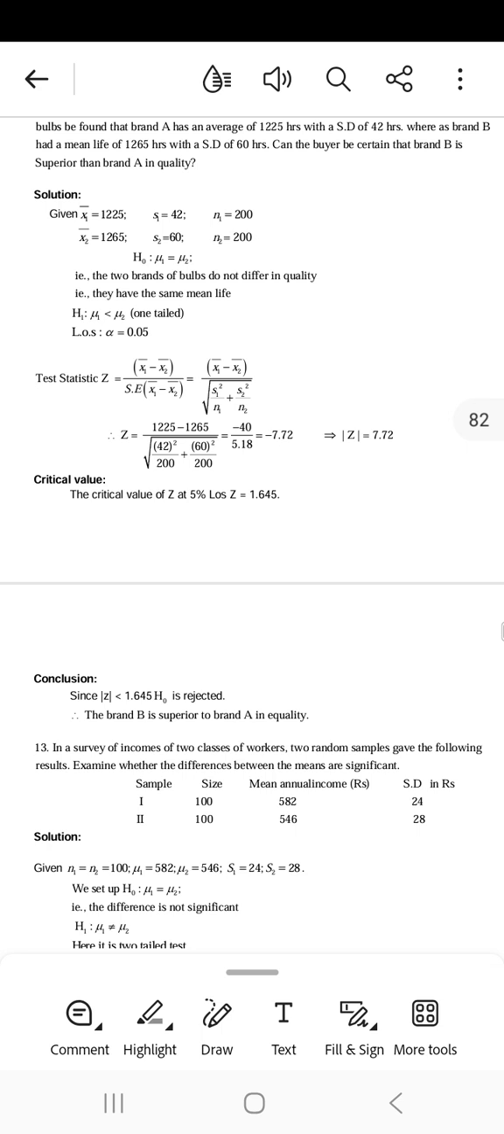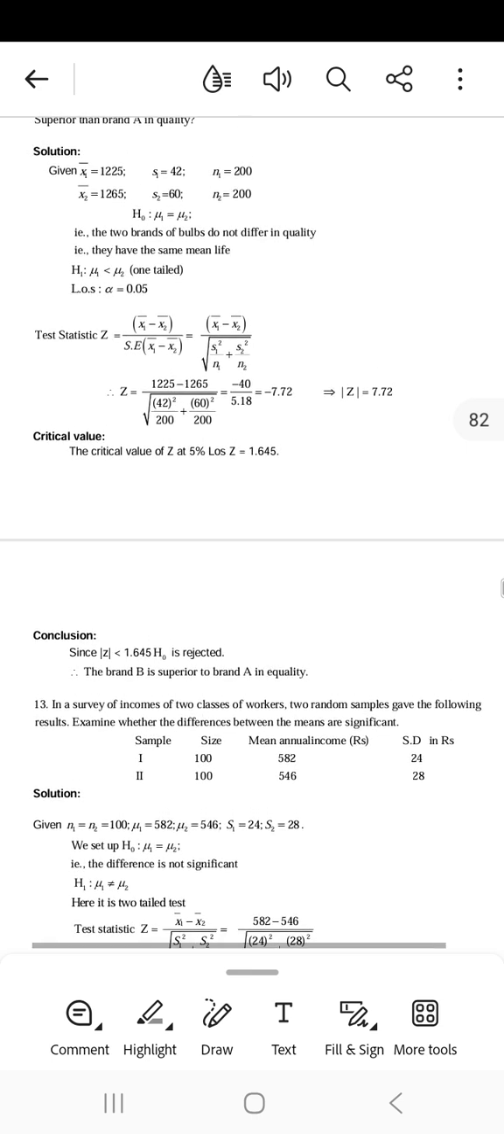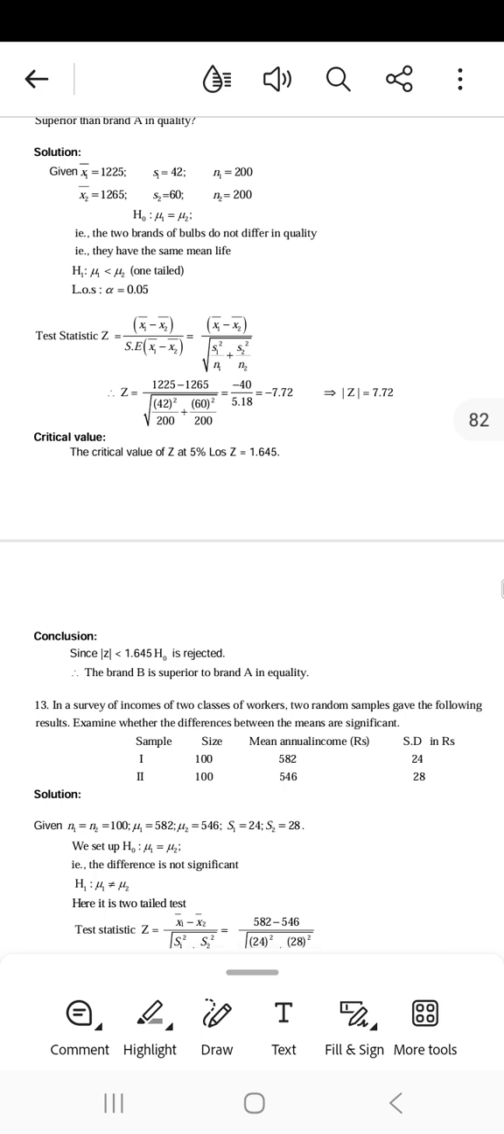Now, comparing with the table value. First, find the table value. The critical value of z, that is, the table value of z at the 5% level of significance, is 1.645. Since it is a large sample, let us take the table value directly from the last row of the table. So the table value is z equal to 1.645 at the 5% level, that is, alpha equal to 0.05.